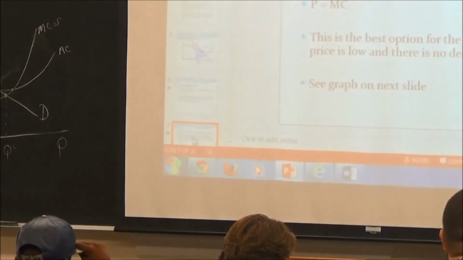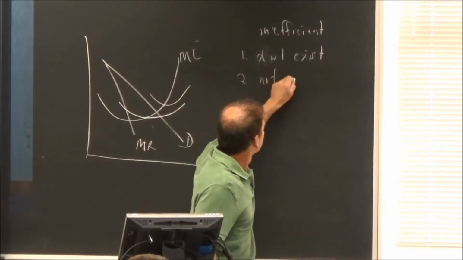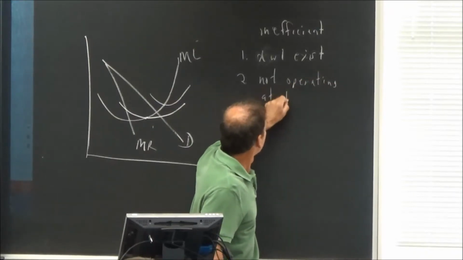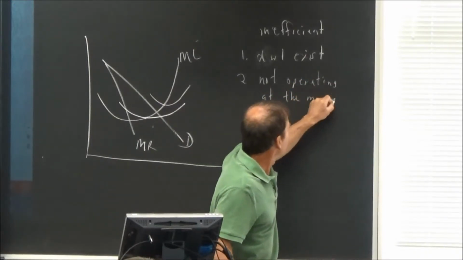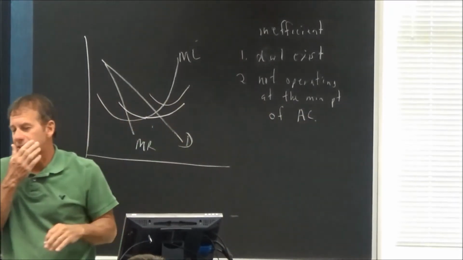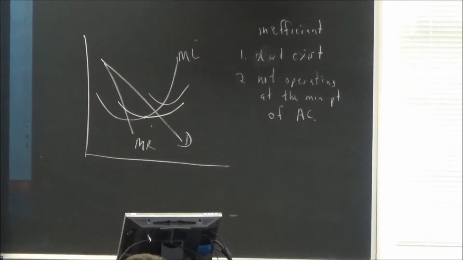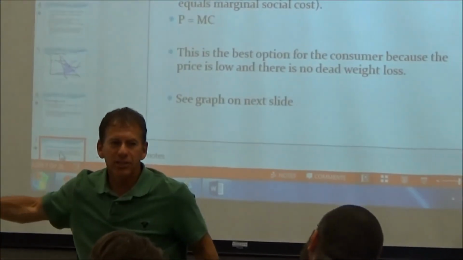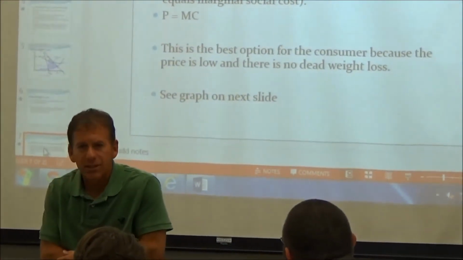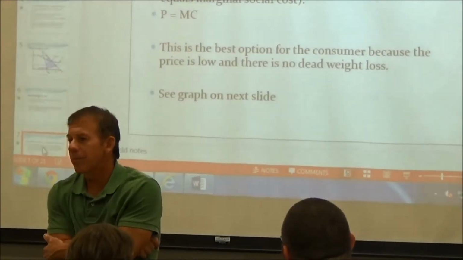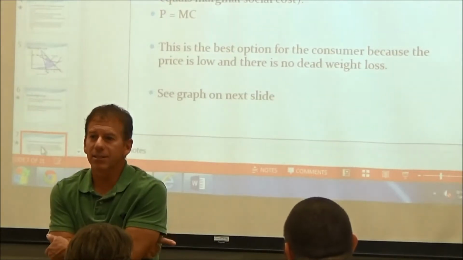So if you look at condition number 2 for inefficiency, it's you're not operating or producing at the minimum point of AC. So if you have these 2 conditions, then it's inefficient. But I wouldn't look at that D equals MC intersection and say that's inefficient. There's no deadweight loss. They can't be any more efficient than that. So that's about as good as it gets. The problem is just that the government has to subsidize because the business is losing money.